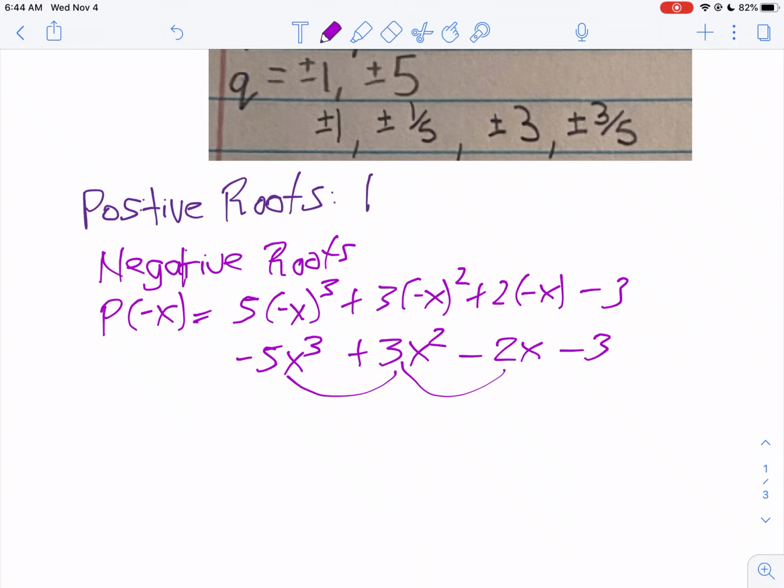So the number of possible negative roots is going to be 2, or less than that by an even number, or 0. So the negative roots could be 2 or 0. The positive roots could be 1. And that's all I wanted you to do on that question.